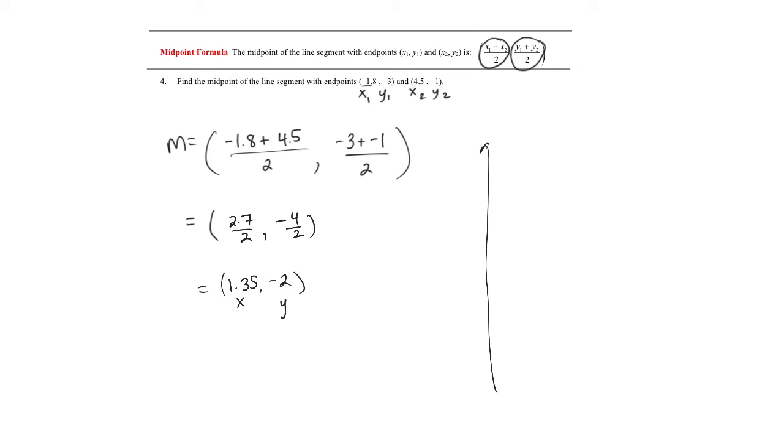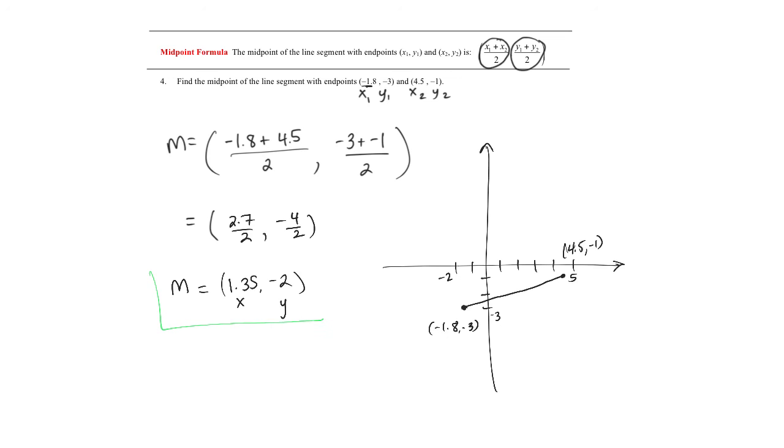If we look at a picture of this, we can verify that that makes sense. Our first point was at negative 1.8, so back about here, and then negative 3. So there's our first point. And our second point is 4.5 and negative 1, so we're right about there. And if we look at the midpoint, really halfway between those, it's at 1.35 and negative 2. So there's our midpoint.